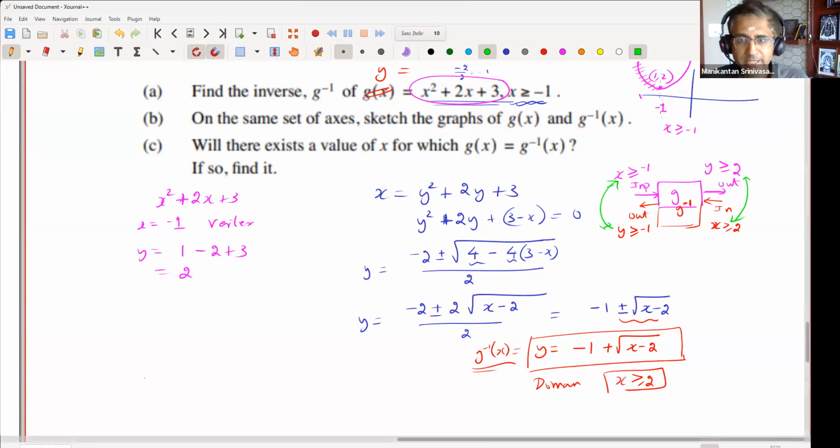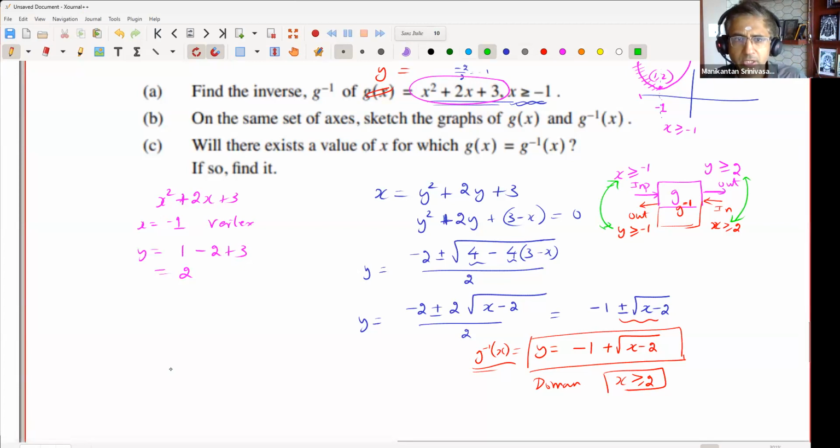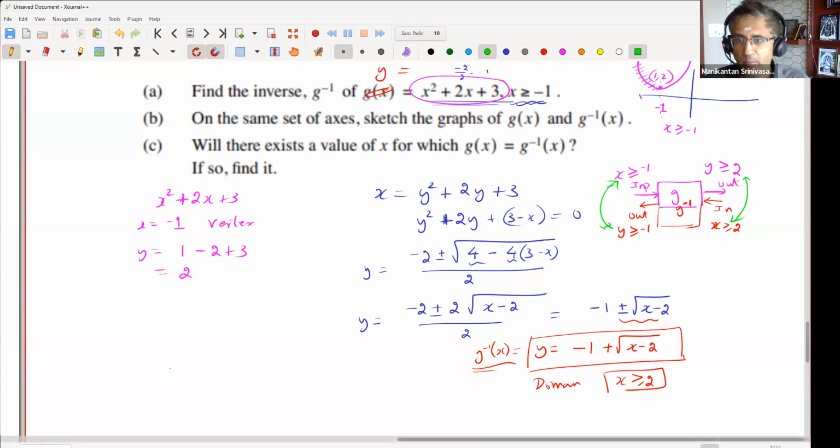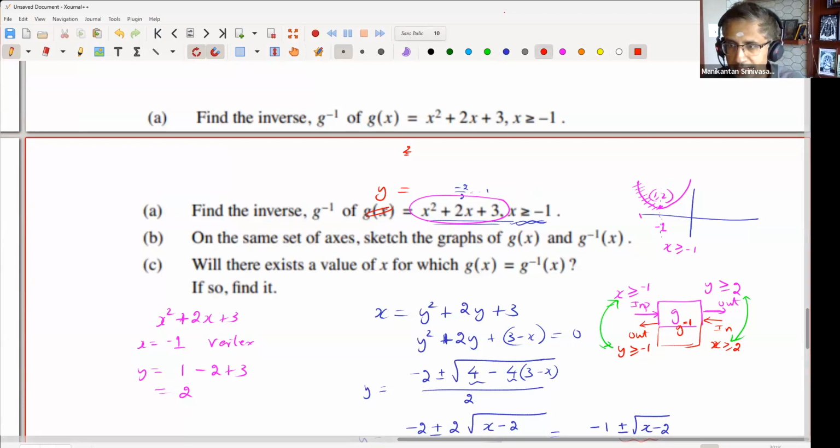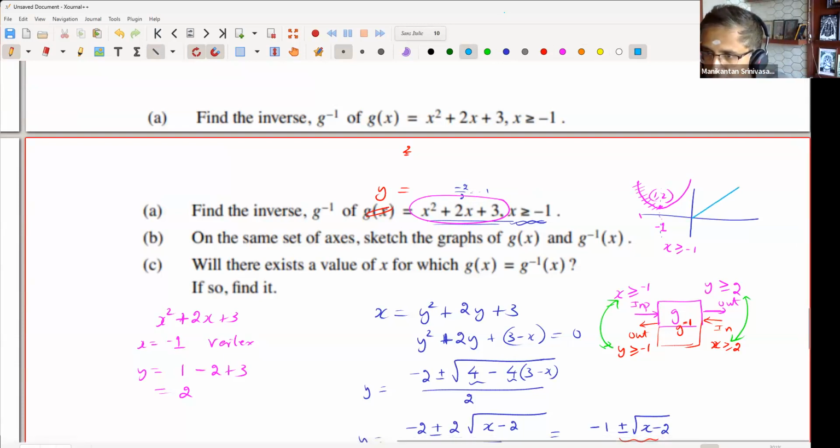Okay, question C. Oh no, actually question B. On the same set of graphs, plot G of X as well as G inverse of X. We've already plotted G. We just have to plot G inverse, so let's do that in the same graph here. The easiest way to plot is to draw the line Y equal to X, the 45-degree line, and then reflect it around that. This is Y equal to X.